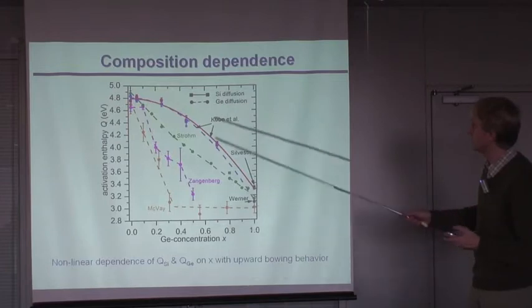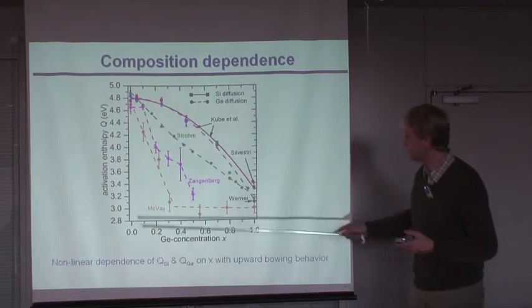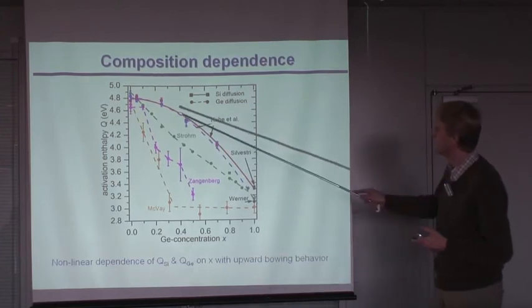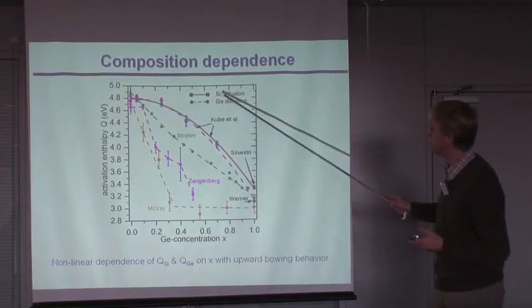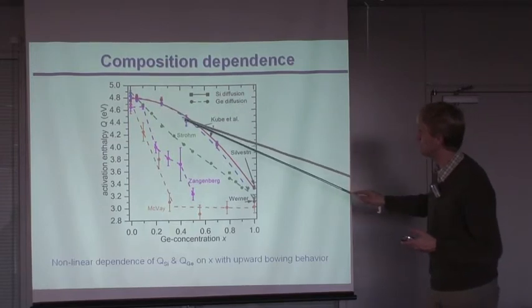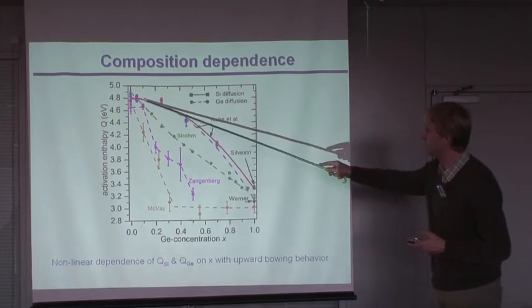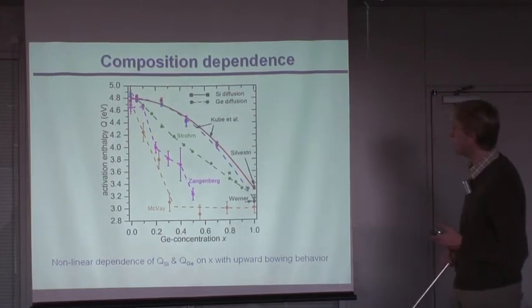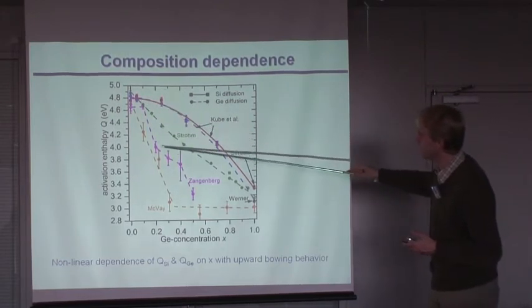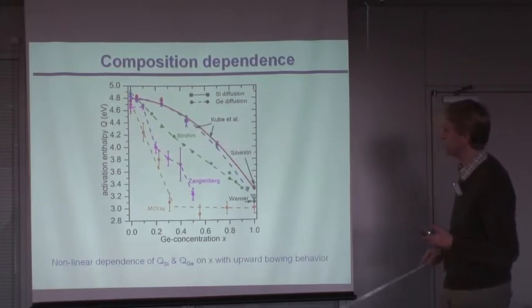So you get information now on the composition dependence of the self-diffusion. Here is the activation enthalpy as a function of the germanium composition. Here are the data for the silicon diffusion, again red, and the germanium diffusion, again blue. What you can clearly see from our results is a so-called upward bowing behavior compared to the earlier experiments. These were the earliest experiments from McVeigh.